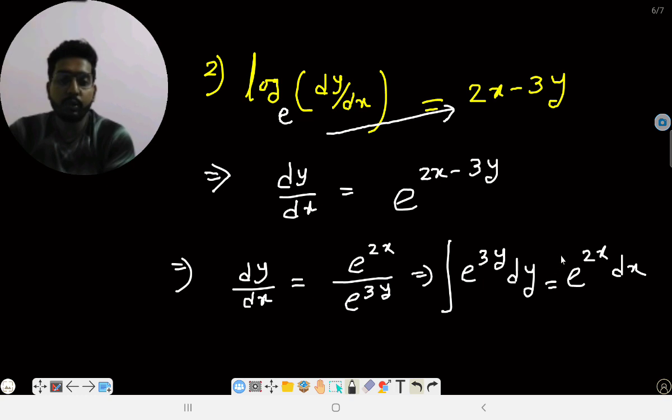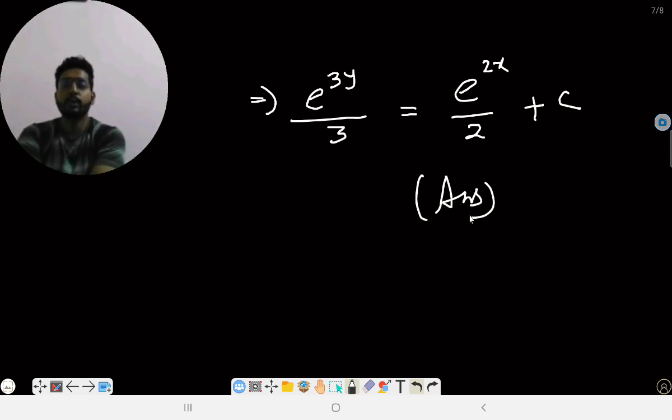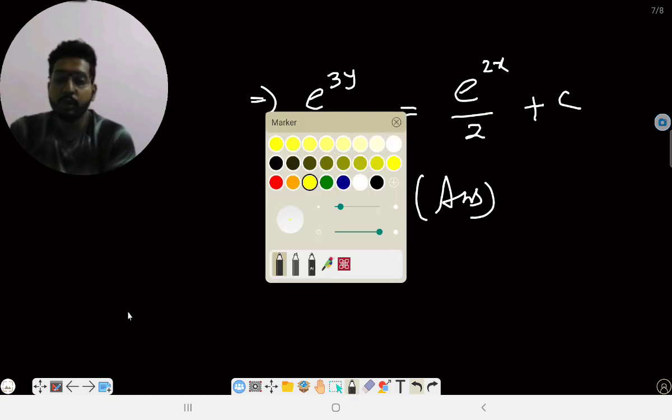Now integrating both sides. What will be the integration of e to the power 3y? You know the integration of e to the power something is e to the power 3y by 3 equals e to the power 2x by 2 plus c. So that will be the answer. So here the answer will be e to the power 3y by 3 equals e to the power 2x by 2 plus c. Okay, so here we have used separation. Now next one, we'll move to question number 3.